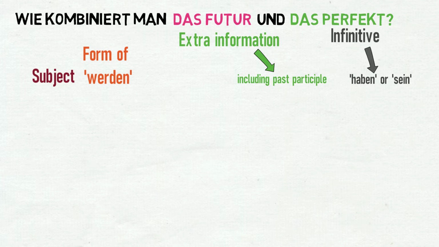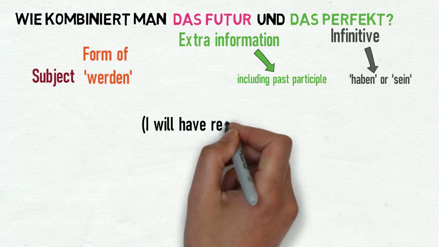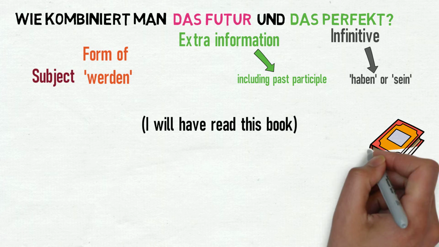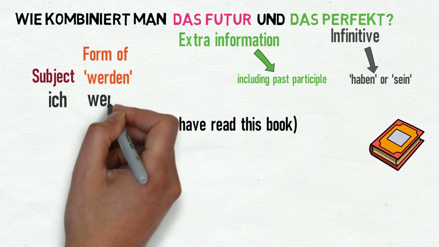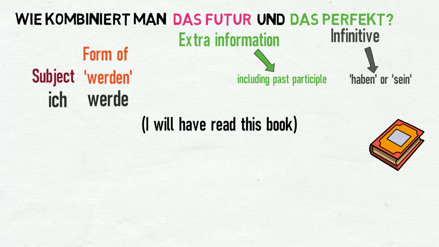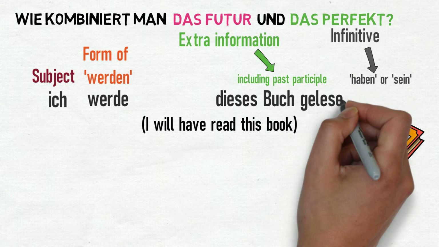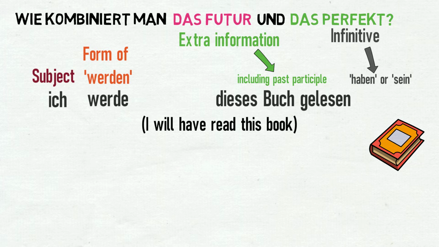So let's look at an example. I will have read this book. To form the main bulk of the sentence, we need subject, ich, form of werden, werde, extra information, dieses Buch gelesen, infinitive of the relevant helping verb. In this instance, there's no movement when reading a book, and so the verb we need is haben. Ich werde dieses Buch gelesen haben. I will have read this book.